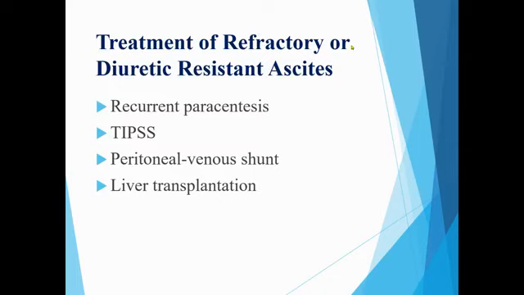There are some other modalities, though rarely used. They are TIPS. TIPS stand for transjugular, intrahepatic, portosystemic stent shunt. Here a stent is placed between the portal vein and the hepatic vein. So the blood can easily pass from the portal vein to the hepatic vein. The other one is peritoneal venous shunt. This is a surgery, and the ultimate answer is liver transplantation. But these are actually rarely done.